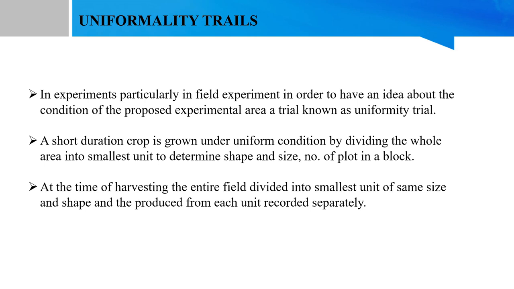At the time of harvesting, the entire field is divided into smallest units of same size and shape, and the produce from each unit is recorded separately. This uniformity trial is performed to know which area of the block is performing very low and which area of the block is performing good, so that we know which areas yield is high. Since we are applying the uniform condition all over the blocks, we can perform this uniformity trial to know the condition of the proposed experimental area. This will control the experimental error while performing the experiment.